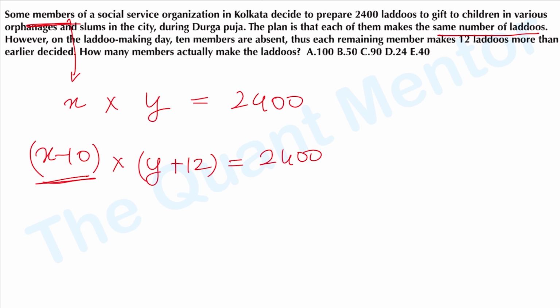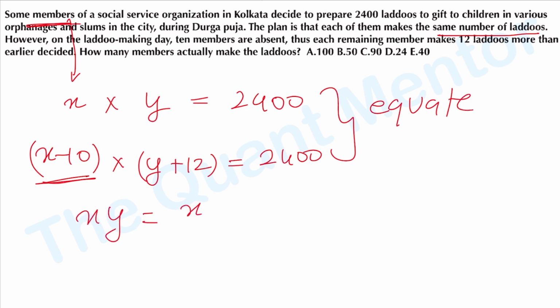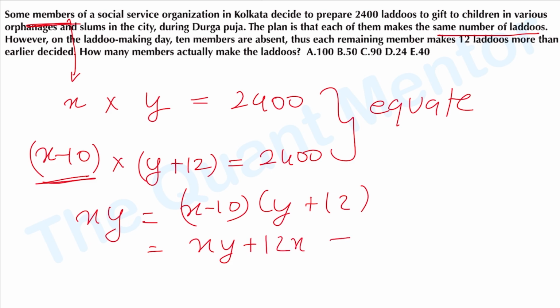Now we equate these two. We'll equate these two and try to find some equation in X and Y. So when I equate these two, I'm going to get X into Y will be X minus 10 into Y plus 12. Opening the right hand side bracket, X into Y plus 12 will be XY plus 12X, minus 10 into Y plus 12 will be minus 10Y, and obviously minus 10 into plus 12 is minus 120.